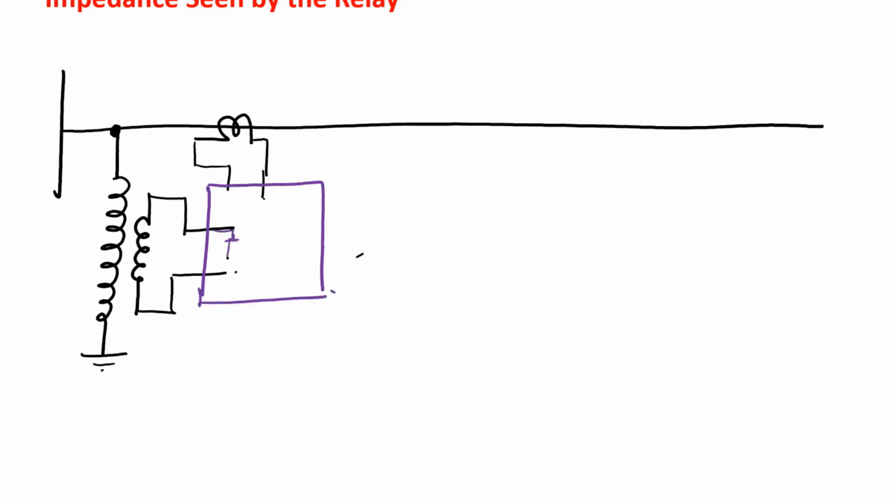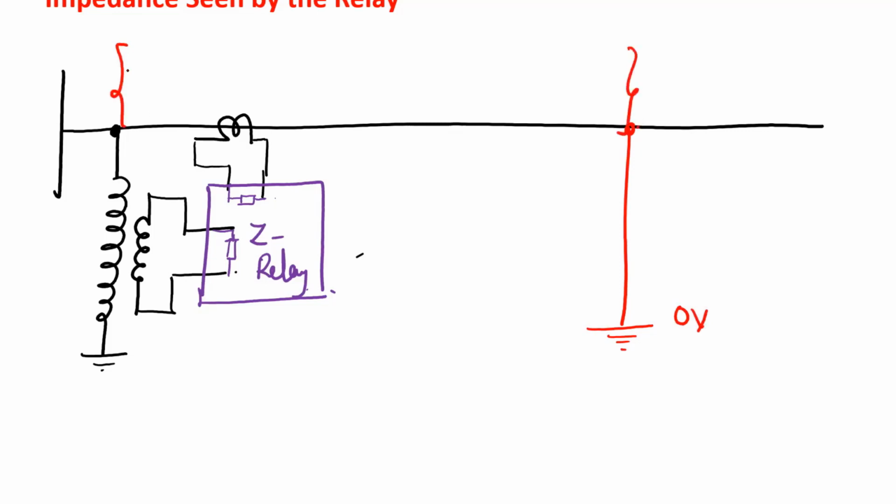Okay, suppose this is the relay, the impedance relay. Let us call this Z relay. It is sensing the current and voltage at its location. Suppose the fault occurred here at this point. At this point the voltage will be 0, so it is the impedance of the line between the relay location and the fault point.